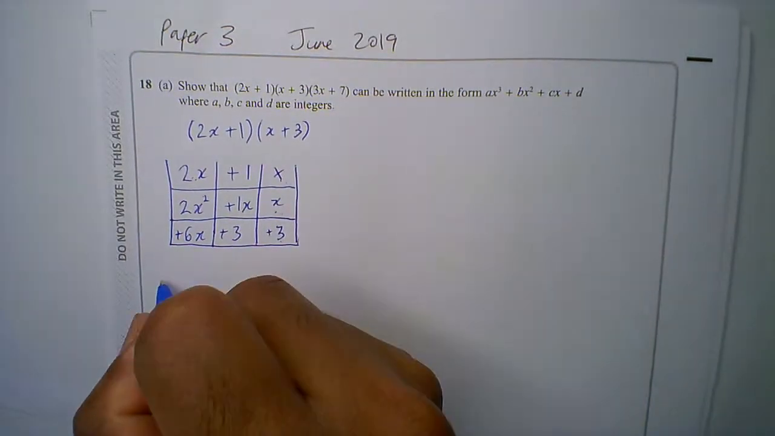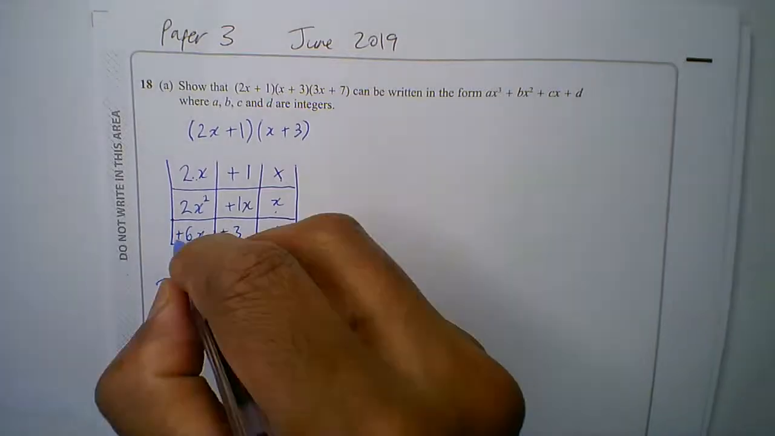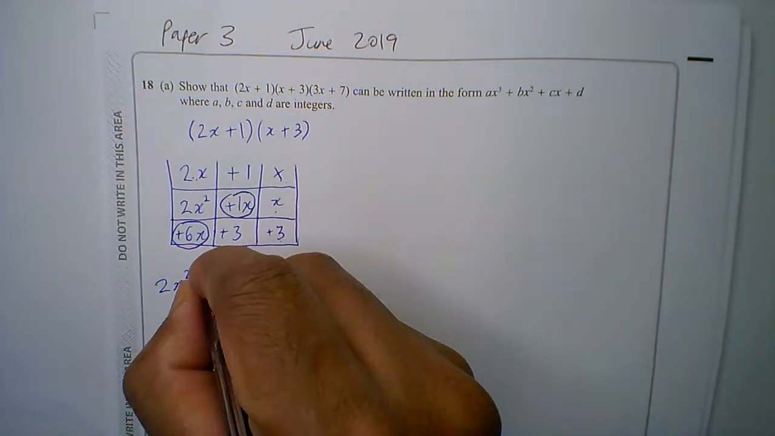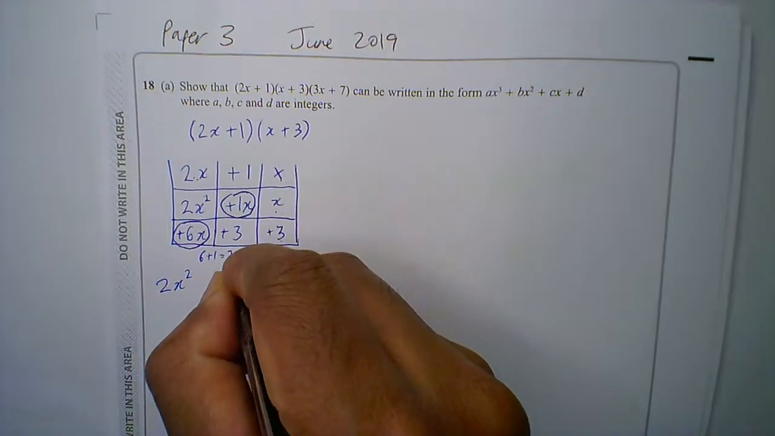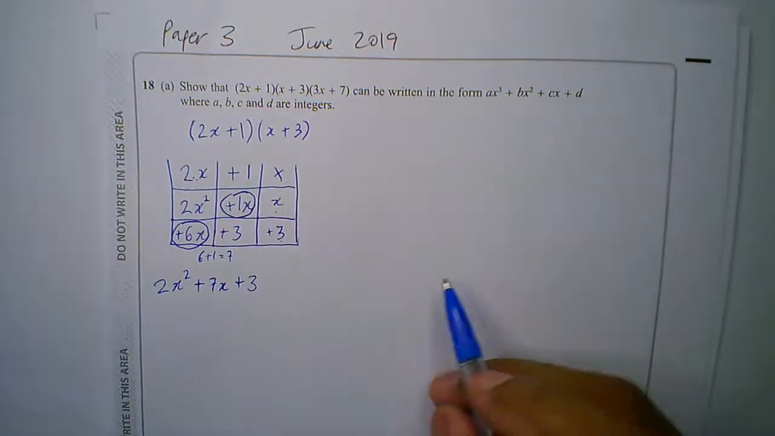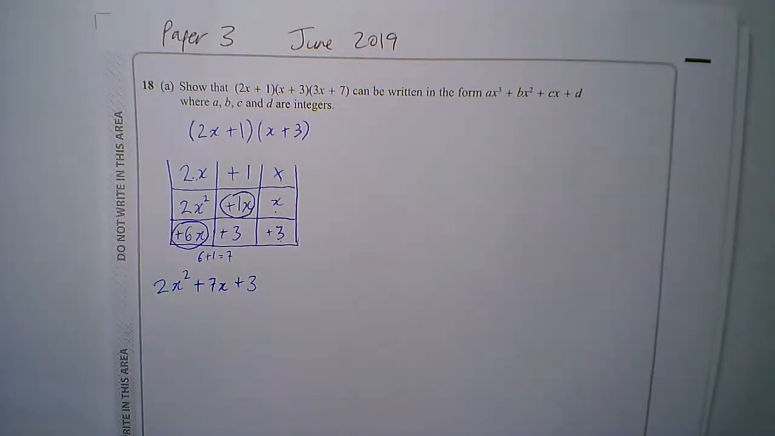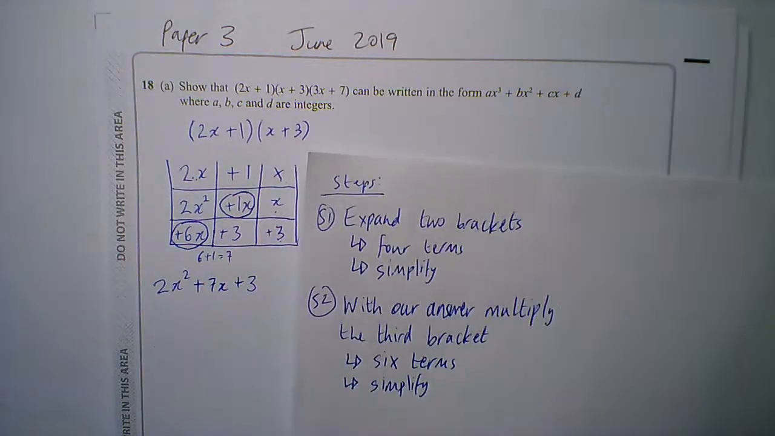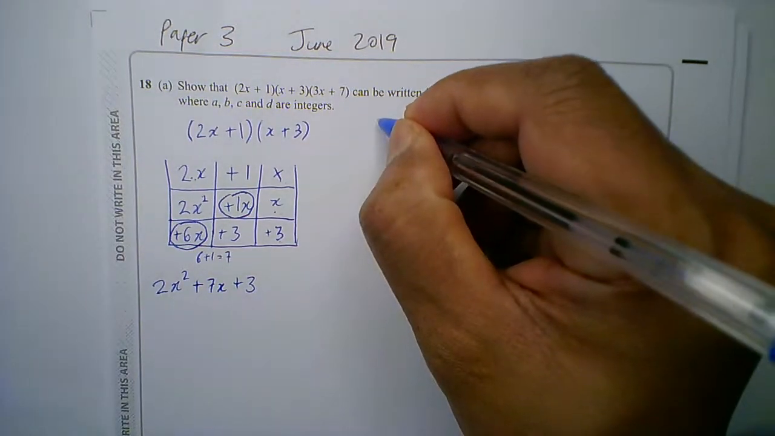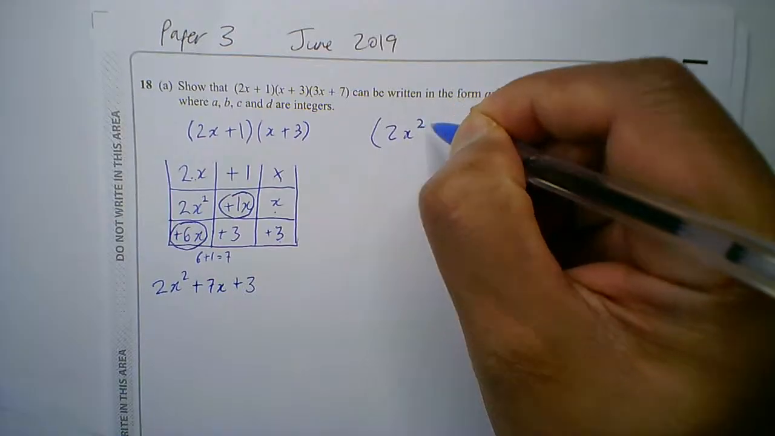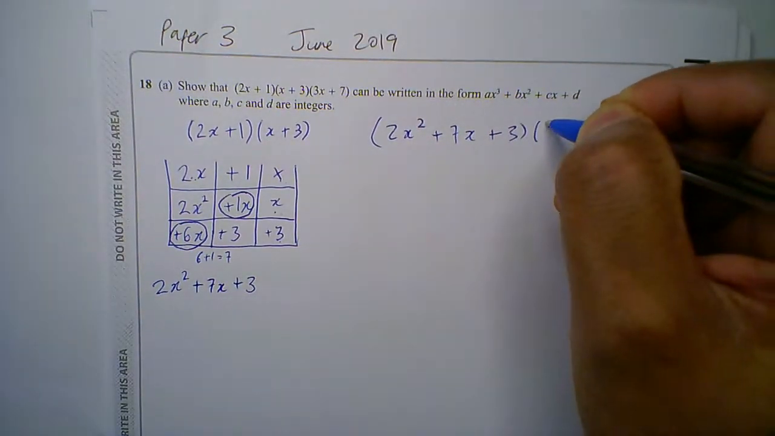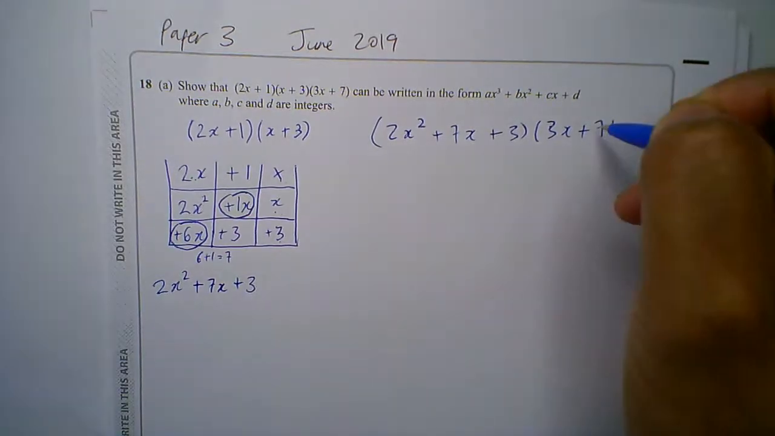And now I simplify. 2x squared, 6x plus 1x is 7x, plus 7x, and I've got the 3 term there. So that's my step 1 done. Now I'm going to take my answer and multiply with the third bracket. So I'm going to have 2x squared plus 7x plus 3 times 3x plus 7.